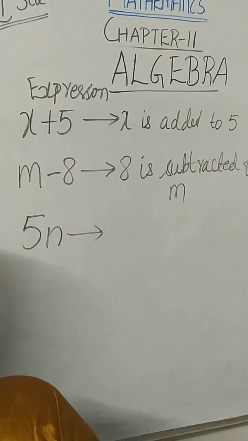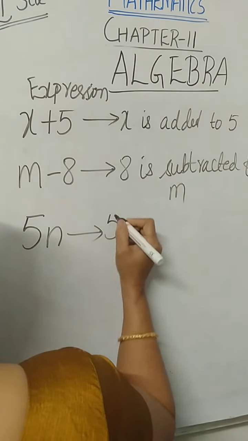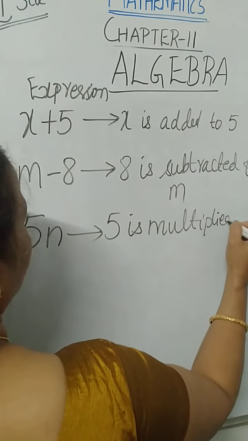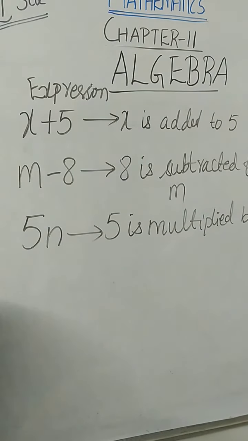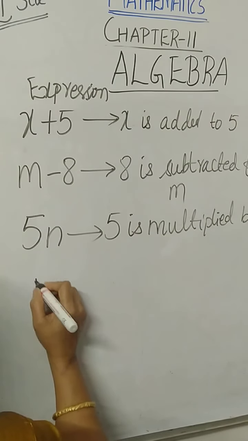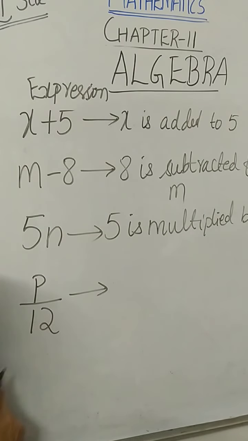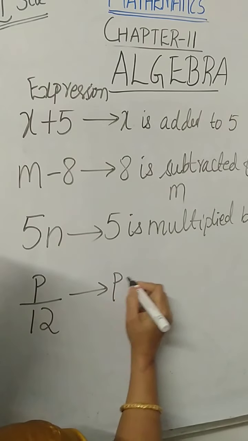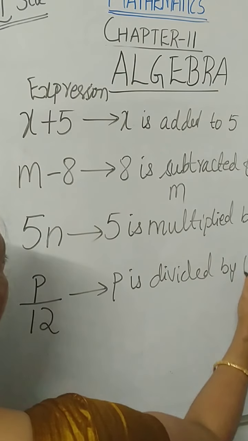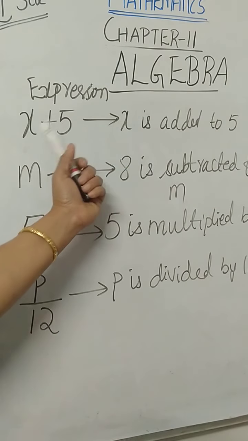Now let us see another example. 5n. How will you write this? What is the operation here? Here it is multiplication. So we write it as 5 is multiplied by n. Yes? Let us see another one. P by 12. What is the fundamental operation here? Here it is division. P is divided by 12. Yes, this is the way we convert the expression and we can tell how it is formed.